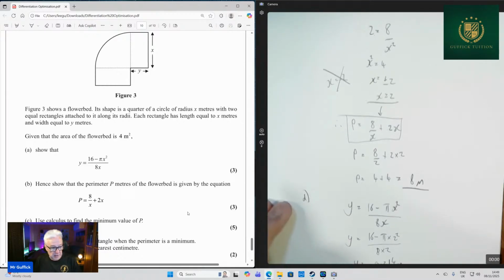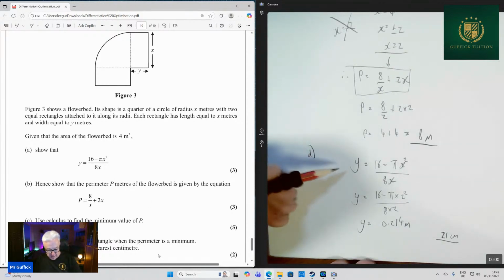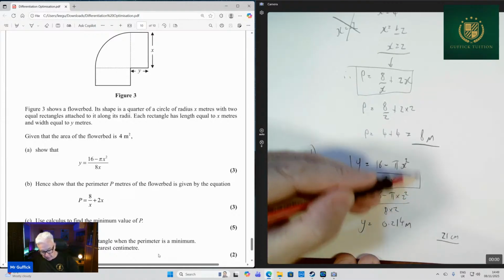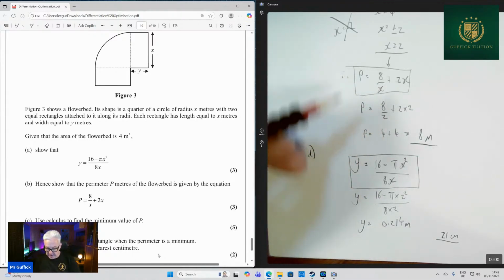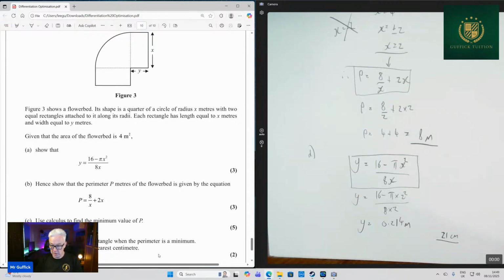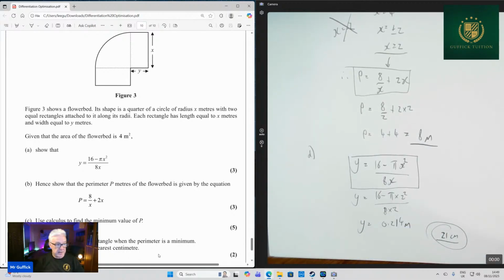And then finally, it says, find the width of each rectangle when the perimeter is a minimum, giving your answer to the nearest centimeter. Well, in part A, we found this expression for the width of the rectangle. So all we've got to do is sub in the value of x equals 2 into that equation. And when we sub that in, we find out that we get y is 0.214 meters. And in centimeters, it says give your answer to the nearest centimeter. And to the nearest centimeter, that's going to be 21 centimeters.